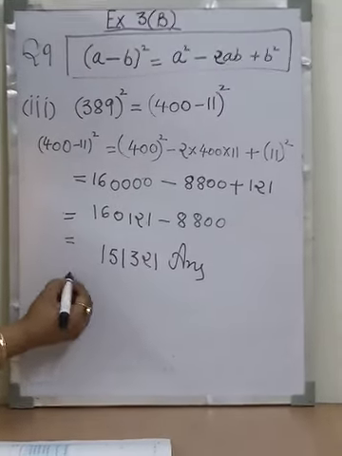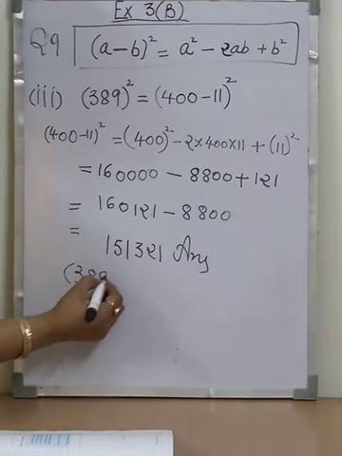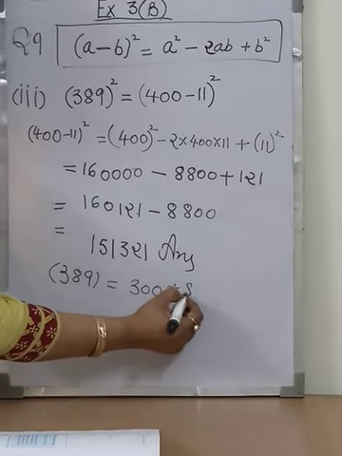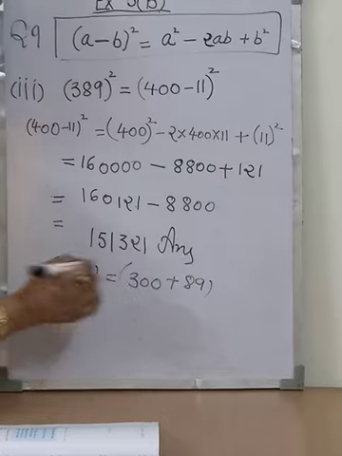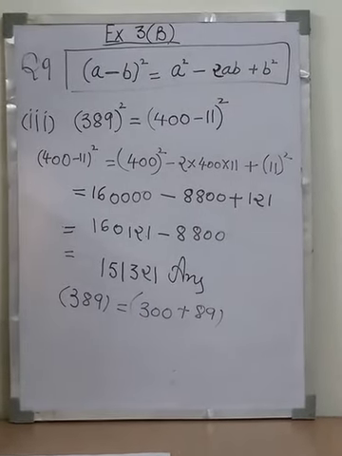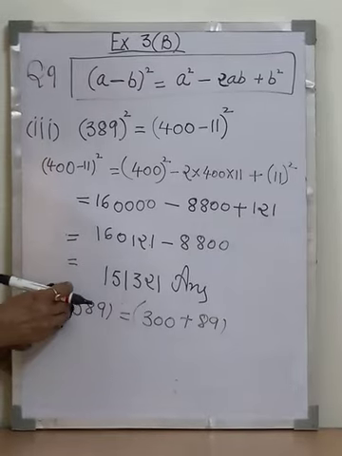Do not write 389 as 300 plus 89. That makes your calculation difficult. Why are we using the identities here? To make the calculation easier. So do not write this way. Okay.